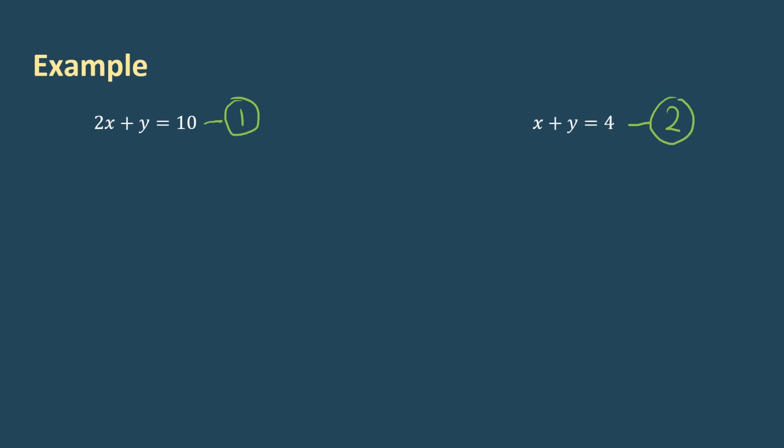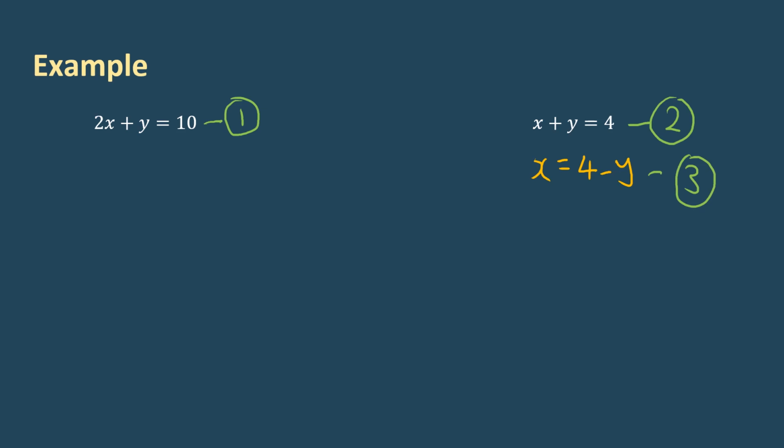The first step of doing the substitution method for simultaneous equations is to make something the subject. In this case, we want to make x the subject. So we're going to form a third equation now: x equals 4 minus y. And this equation here is our third equation.